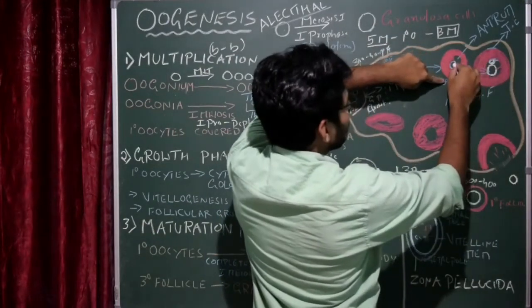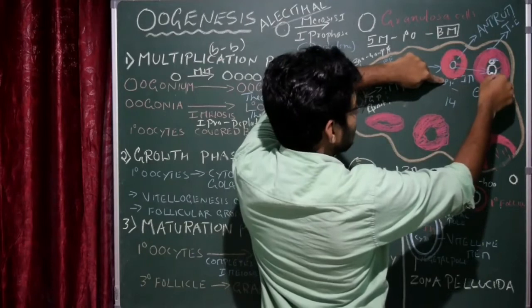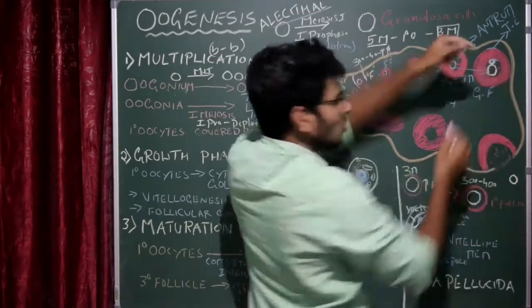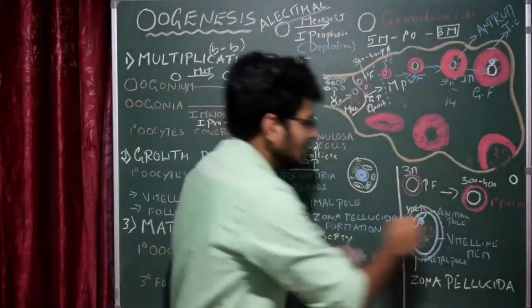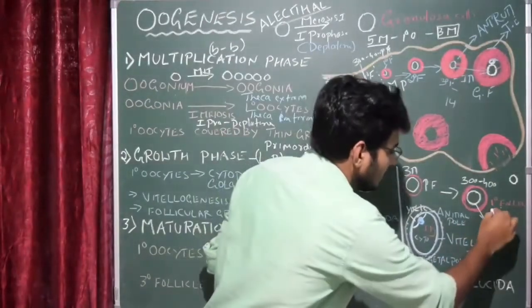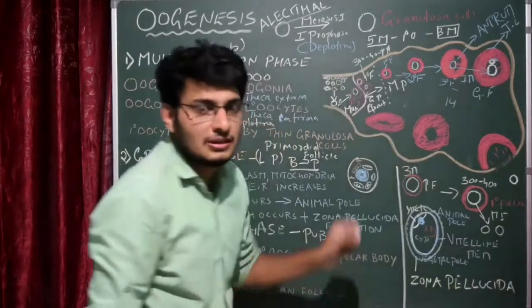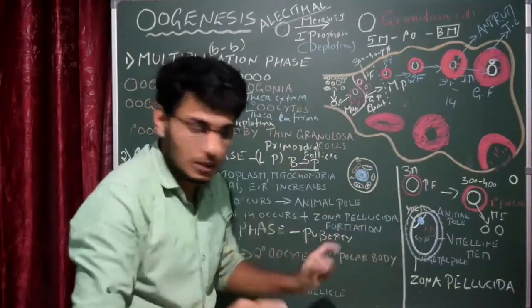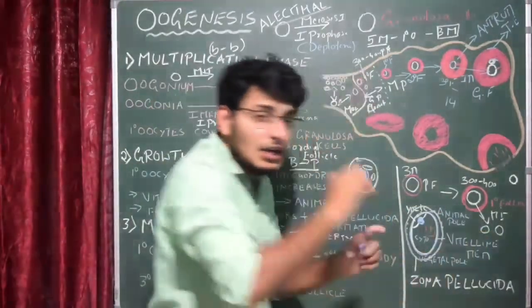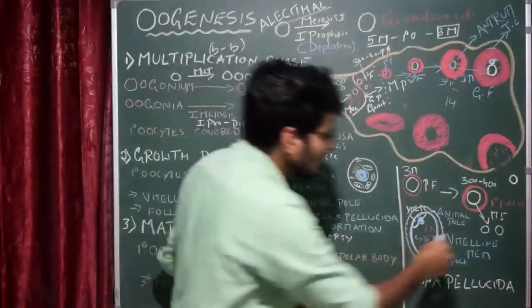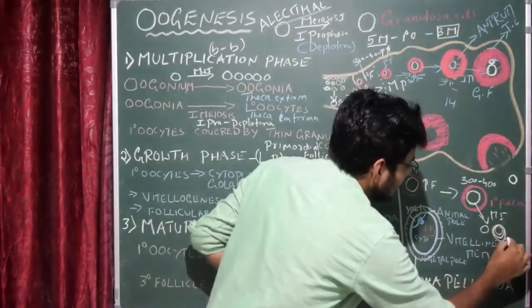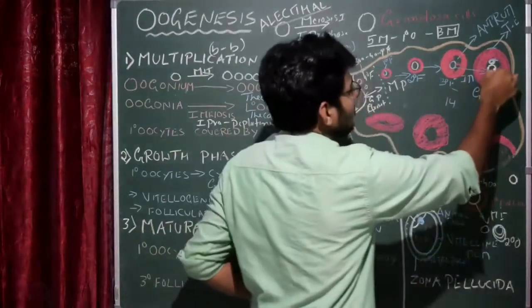Okay, this primary oocyte now transforms into secondary oocyte, and one more cell is produced, because obviously you know that if this cell undergoes meiosis 1, completes its meiosis 1, obviously 2 cells will be produced. This cell division is unequal, producing 2 unequal sized cells. One is a big cell. The big cell is called as secondary oocyte. You could see this is secondary oocyte.